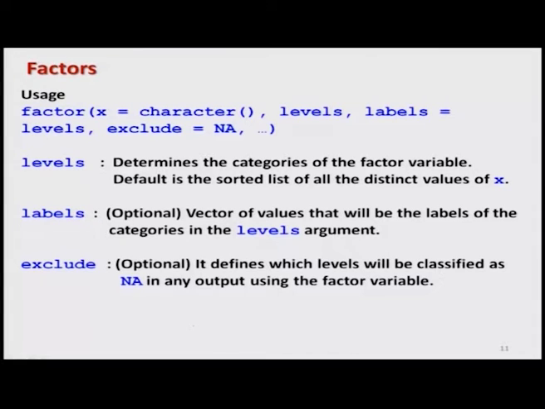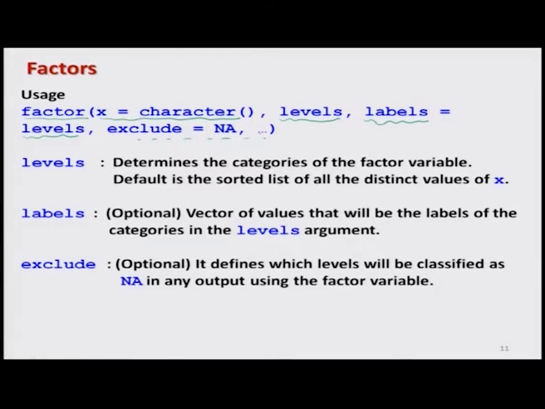A more general syntax for the usage of this factor function is that we write down the factor, then the data, in numerical or character strings, and then we define the levels and the labels. Please try to differentiate between levels and labels, and the number of levels has to equal the number of labels. Then we have some more options, such as exclude, NA, and so on.